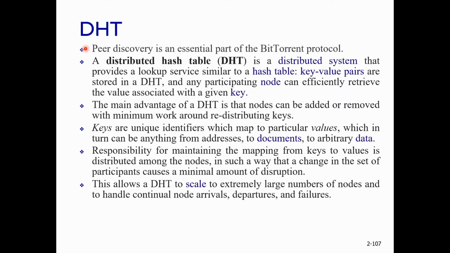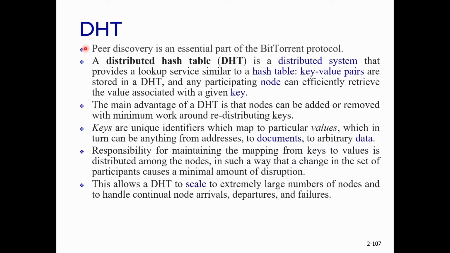Hello everyone. In this video lecture, we are going to discuss the concept of distributed hash table. Peer discovery is an essential part of the BitTorrent protocol. When a new client wants to join the network, it has to have some information about the tracker. The tracker gives the IP address of the participating nodes in the peer-to-peer network, or the client should have the knowledge of at least one member in the peer-to-peer network.